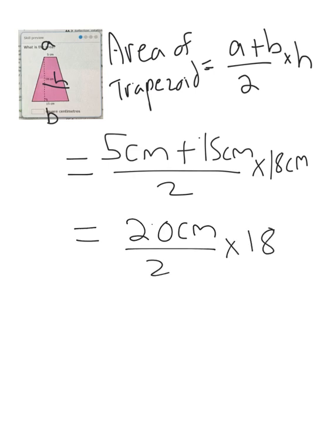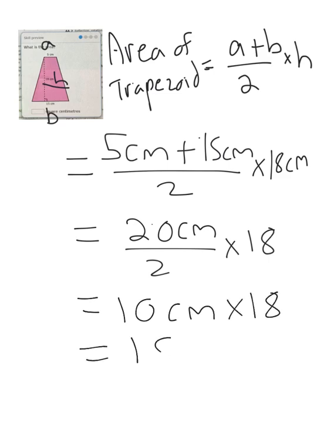We should do the divided by 2 first, because this kind of looks more like a fraction. It follows again that order of operations. Remember, multiplication and division are on the same level, and then we just move from left to right, and these come first. So 20 divided by 2 is 10 centimeters, times 18. 10 times 18 is 180.